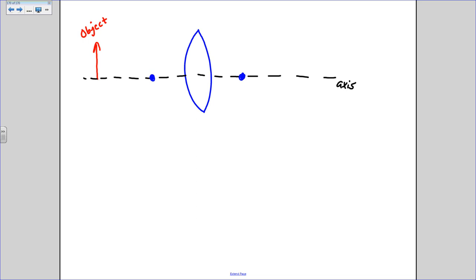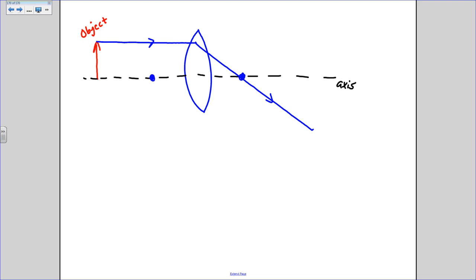You're not going to have to draw ray diagrams, but you might have one in your homework. I'll have to see. I'll get the homework up soon. But you will have to be able to select out which are the best ray diagram, which are the correct rays. So rule number one, I draw a ray parallel to the axis, and then it goes through the focal point. Just like that. Parallel to the axis and through the focal point.